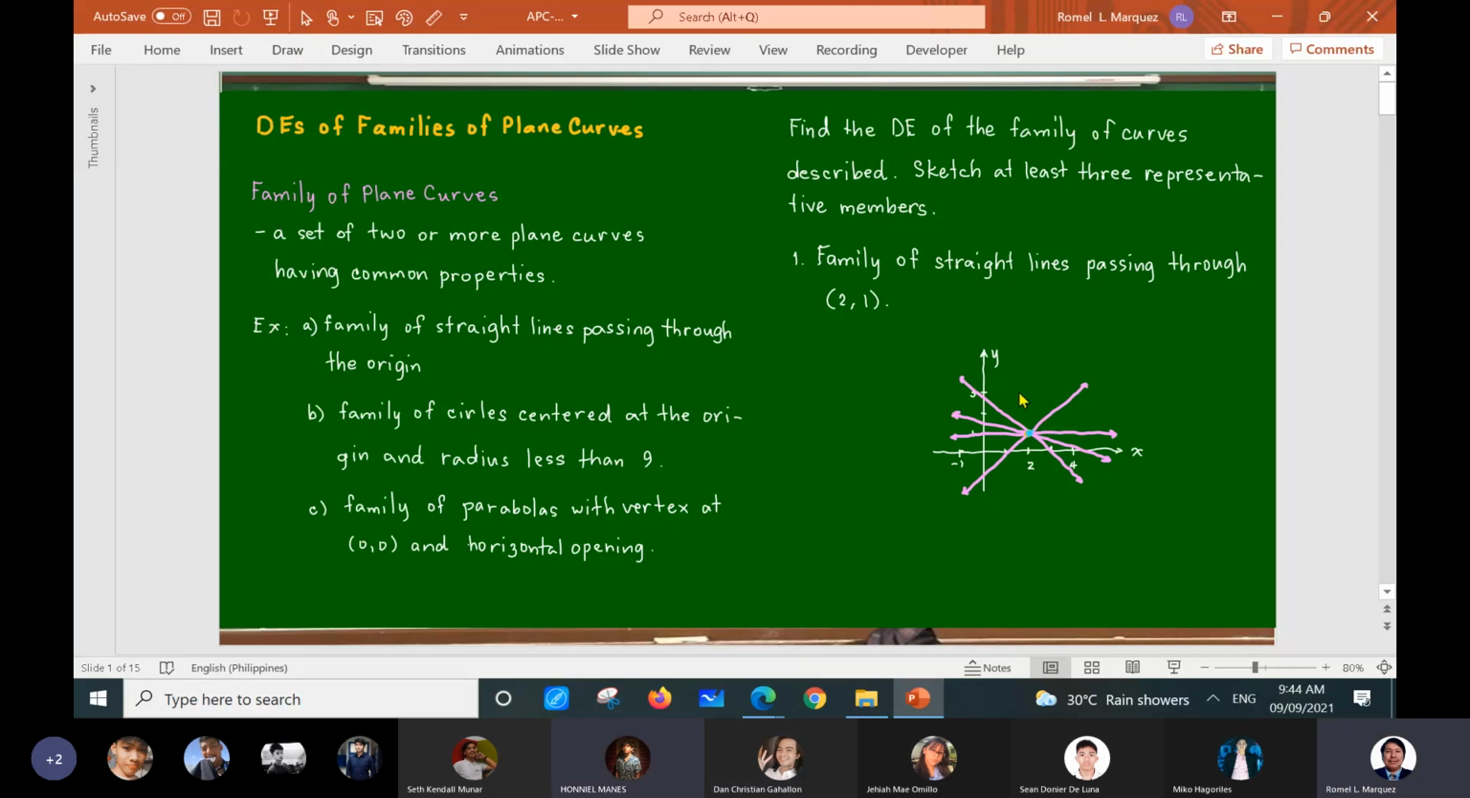So that point, clear? This is the illustration, no? These are just some of the members. Now, how do we express that mathematically? According to the description, the family of straight lines, so these straight lines all pass through the what?